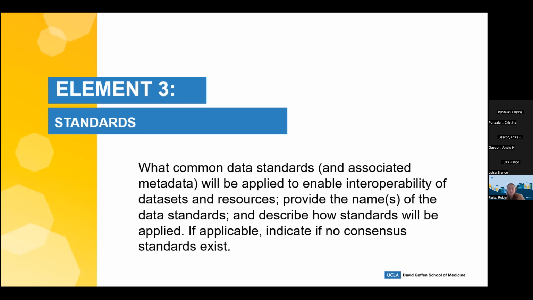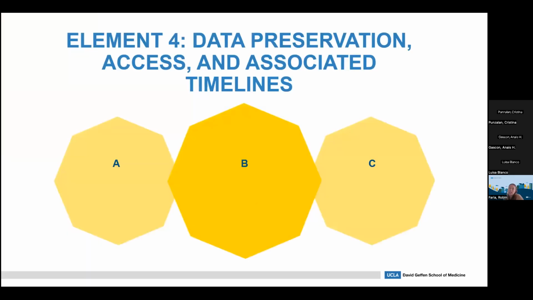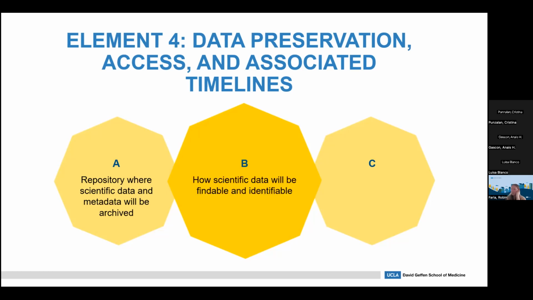So after element 3 is element 4, which is called data preservation, access, and associated timelines. Section A focuses on describing a repository where scientific data and metadata will be archived. This can include if you're keeping it here on servers at UCLA, or storing it in national databases or other kinds of data lake storage places. Just describe what that repository is, how scientific data will be findable and identifiable, and when and for how long the scientific data will be made available.